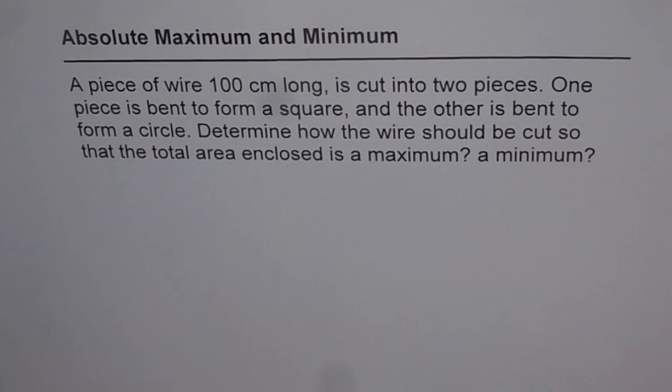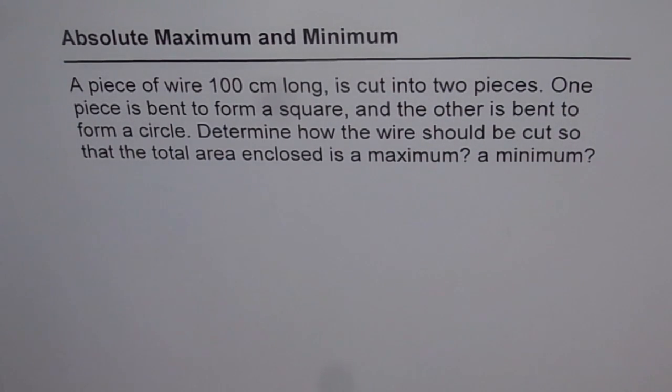Absolute maximum and minimum. Here is probably the most popular question which you'll come across. A piece of wire 100 centimeter long is cut into two pieces. One piece is bent to form a square and the other is bent to form a circle. Determine how the wire should be cut so that the total area enclosed is a maximum or is a minimum.